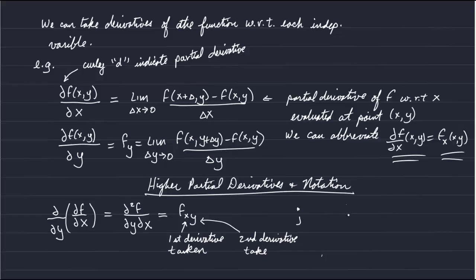Similarly, we can take the derivative with respect to y first, and then take the derivative with respect to x, and we can write that again as the second partial with respect to x and y, and that's noted as f sub yx. In this case, the first derivative is with respect to y, and the second is with respect to x.